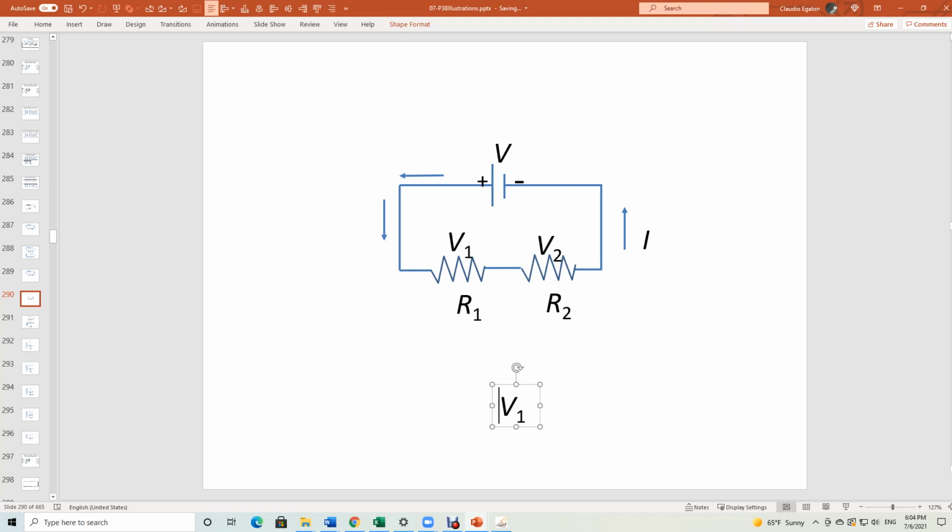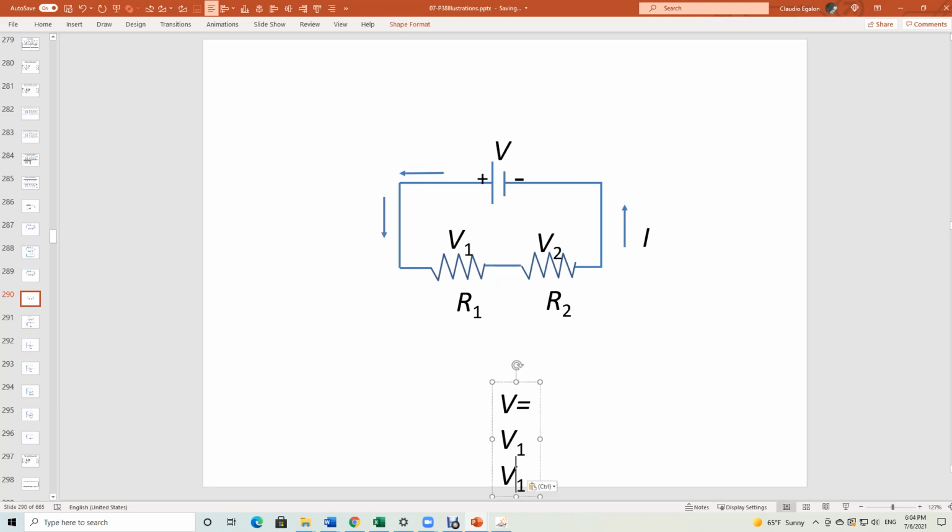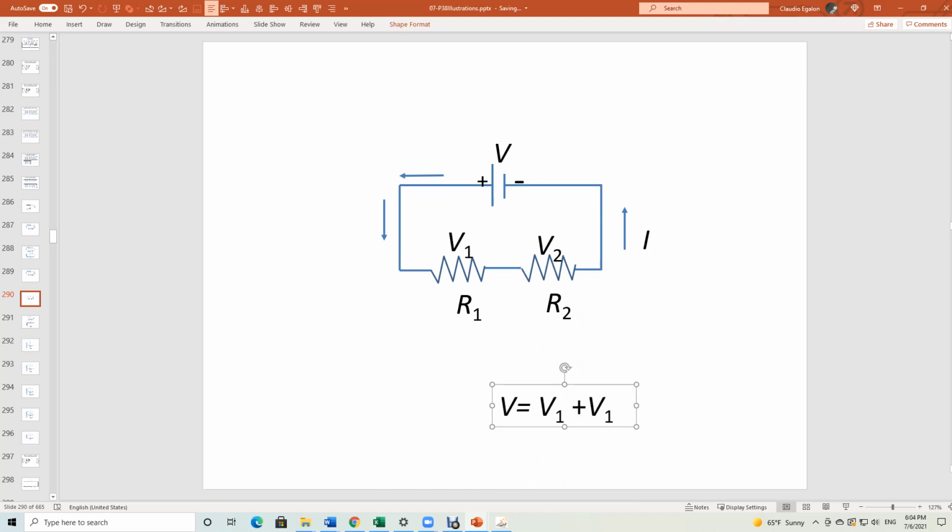V is equal to V1 plus V2. So when you connect resistors in series, the voltage, the energy, is distributed between the resistors, in principle unevenly.